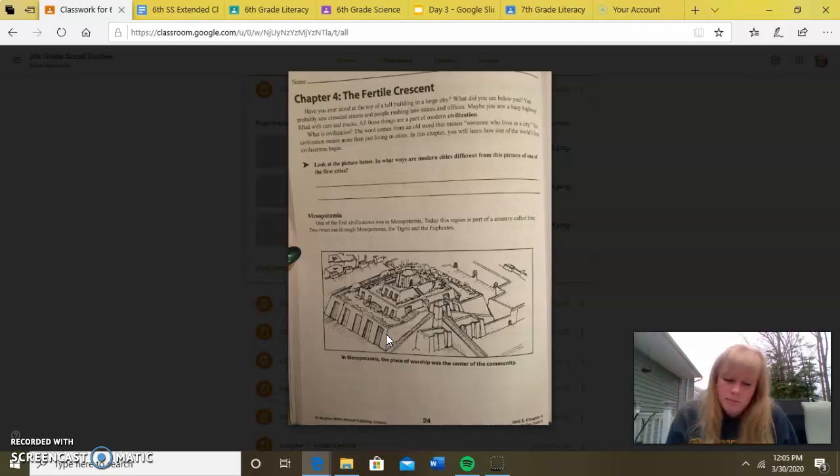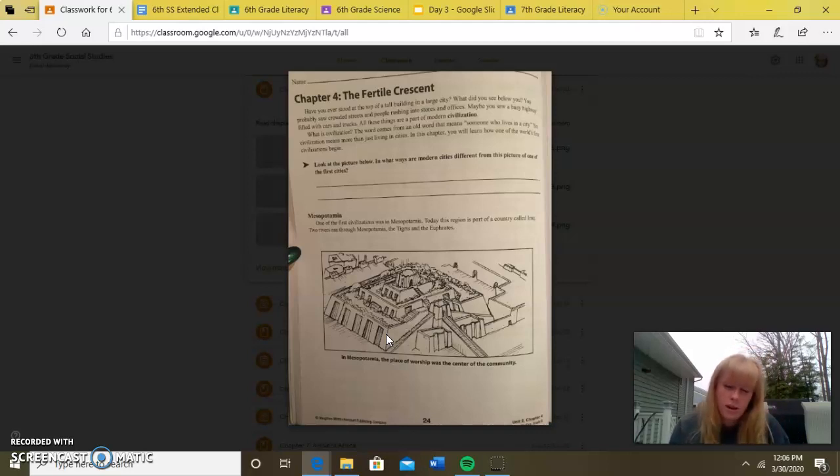And here we go. Chapter 4, Fertile Crescent. Have you ever stood at the top of a tall building in a large city? What did you see below you? You probably saw crowded streets and people rushing into stores and offices. Maybe you saw a busy highway filled with cars and trucks. All of these things are a part of modern civilization. What is civilization? The word comes from an old word that means someone who lives in a city. Yet, civilization means more than just living in cities. In this chapter, you will learn how one of the world's first civilizations began.